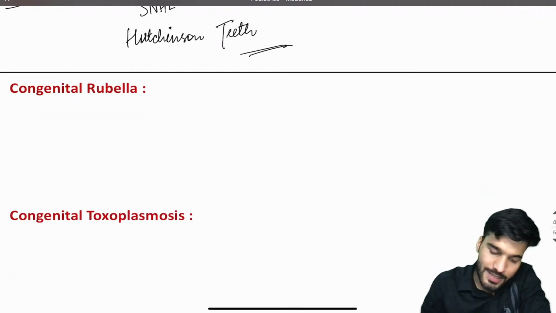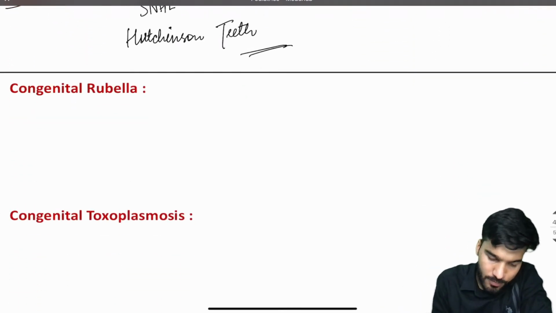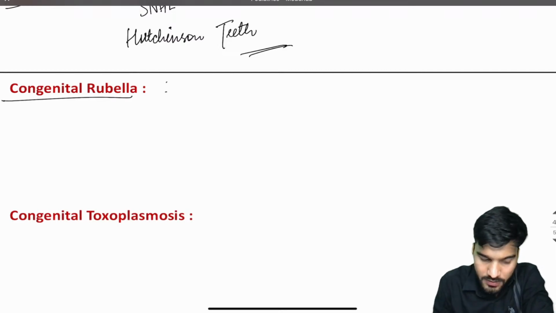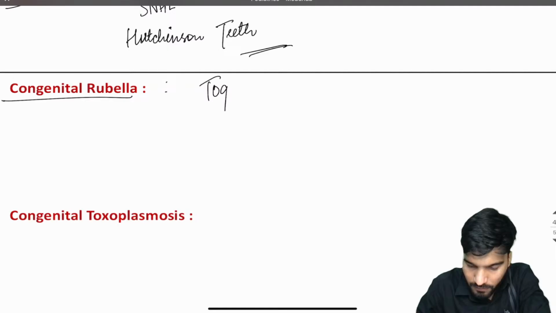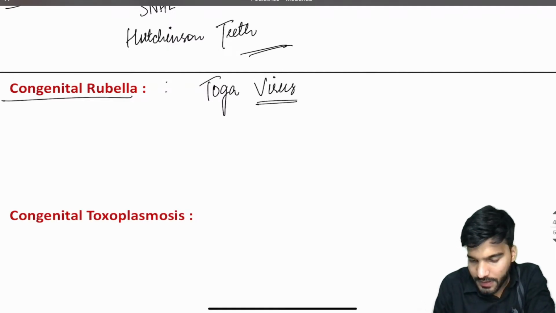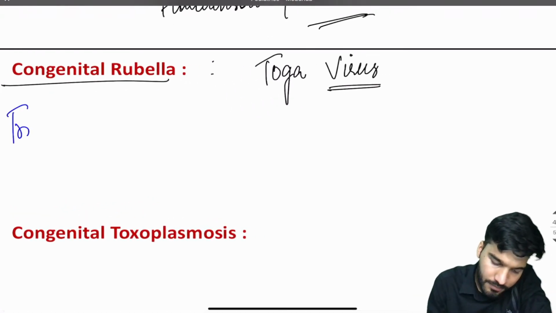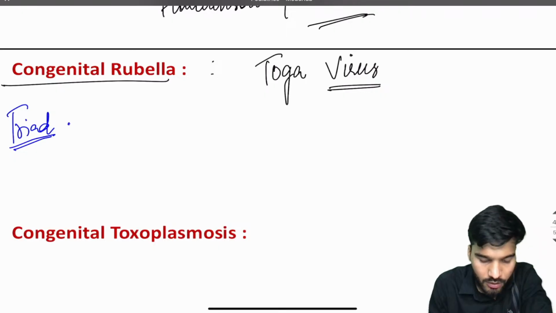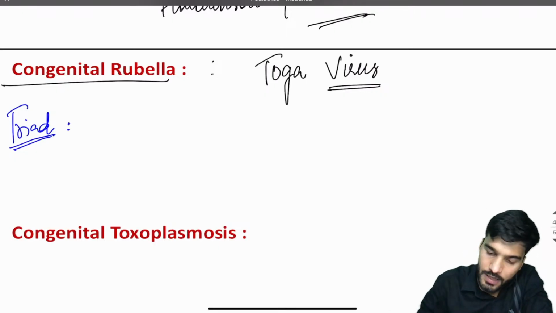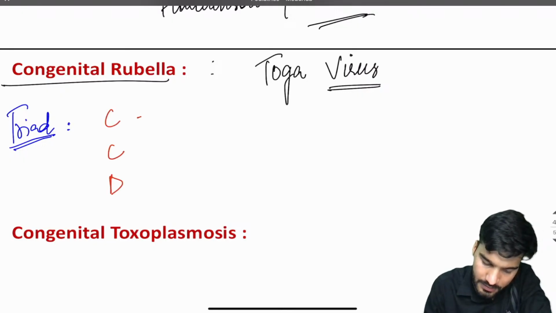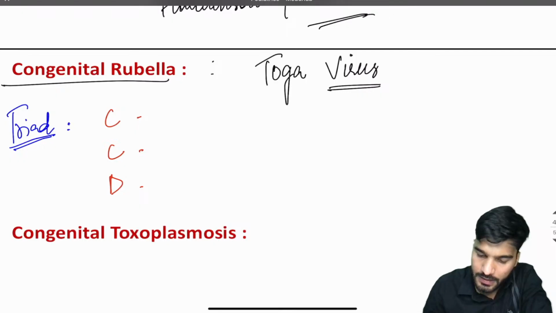Okay, so let's talk about congenital rubella syndrome. Congenital rubella is due to the virus called Toga virus. What is the virus causing it? Toga virus. The question they can ask is the triad. What is the triad for congenital rubella syndrome? We have 3 things again, C, C and D.